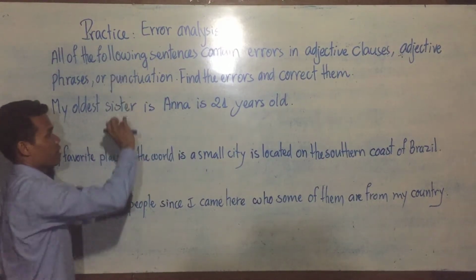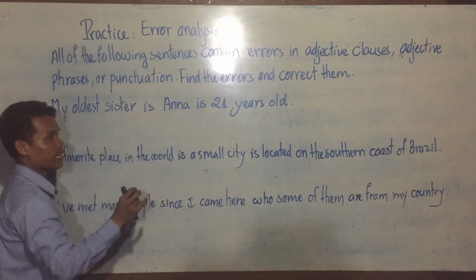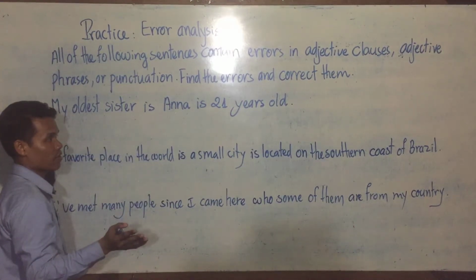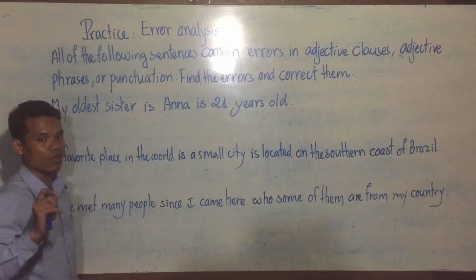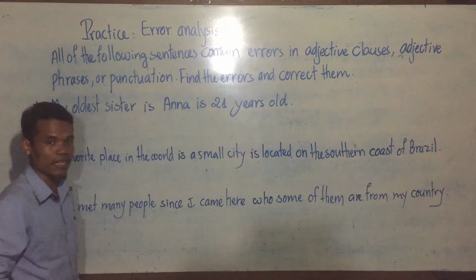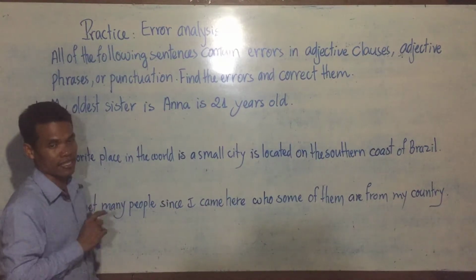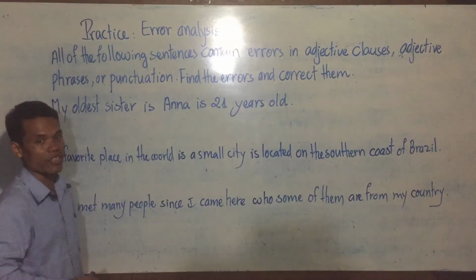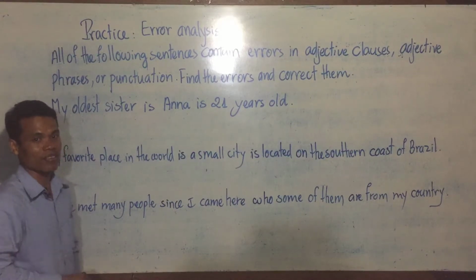So punctuation here we refer to defining and non-defining relative clauses. If it is a defining relative clause, it has no comma. If it is a non-defining relative clause, it has a comma. It means that a comma is used in a non-defining relative clause.